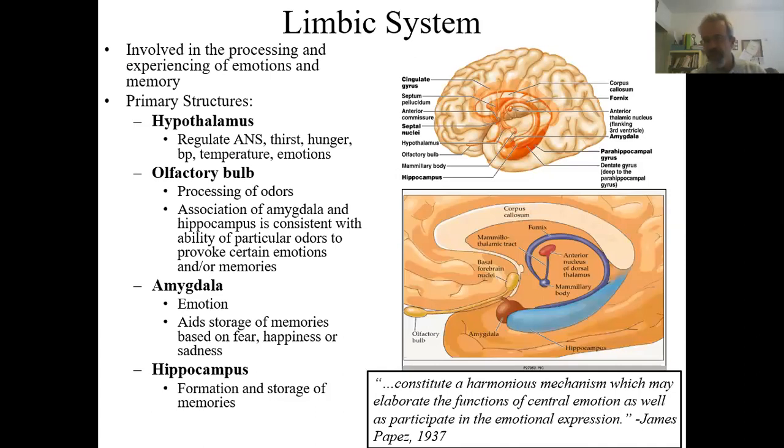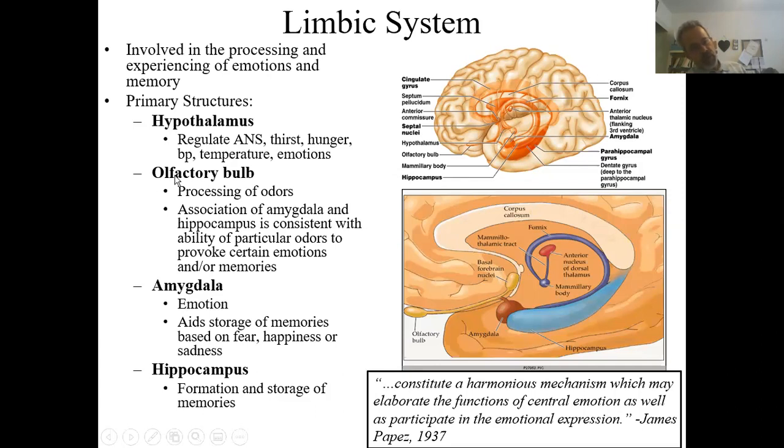Now, another functional part of the brain, not necessarily a specific region per se, because it encompasses a lot of things, is what's called the limbic system. The limbic system is a collection of structures from the brain that all work to process emotion and memory. One of them, you've heard of, is the hypothalamus. The hypothalamus is part of the diencephalon, but it also is a component of the limbic system.